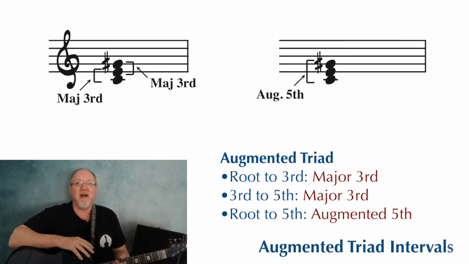Like any other triad, the augmented triad consists of 3 notes stacked in thirds. The bottom third is a major third, and the top third is also a major third. In other words, the distance from the root to the third of the chord is a major third, and the distance from the third of the chord to the fifth of the chord is also a major third. And the fifth of an augmented triad is an augmented fifth.